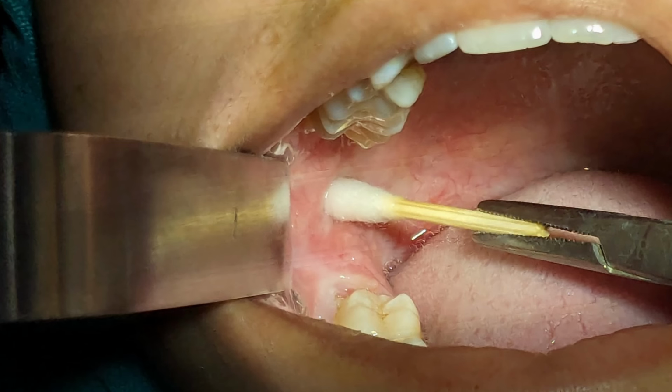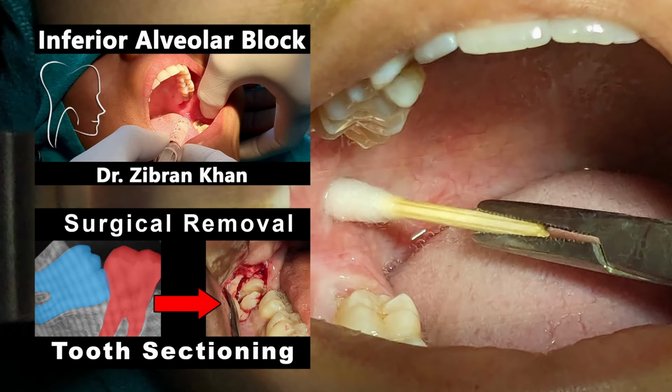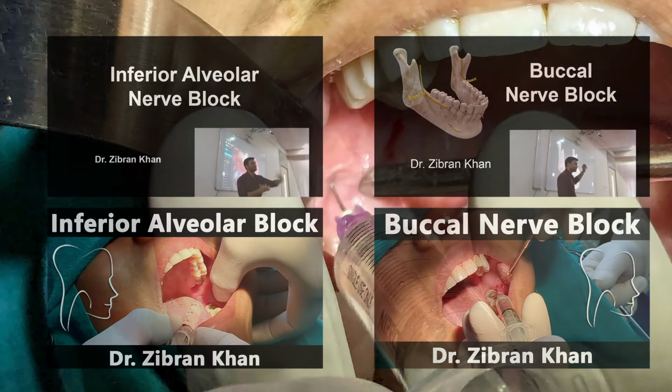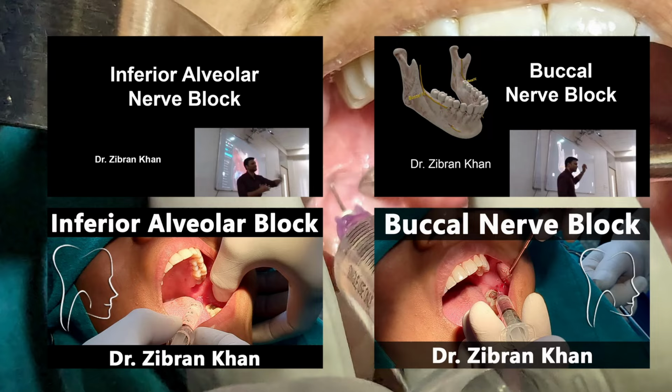As always, I first apply topical anesthetic at the injection site with a cotton applicator tip. You can watch my other videos for more information on this. Then I administer inferior alveolar nerve block, lingual nerve block and buccal nerve block. For a detailed explanation on these blocks, you can watch these videos on the channel.